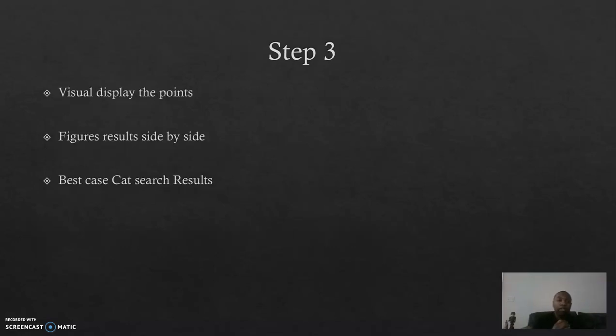Step 3, visual displays. We show where the 2,000 points are, the points that it can visually show inside the picture. Figure results are side by side, and we show the best case of a cat search result inside our database.